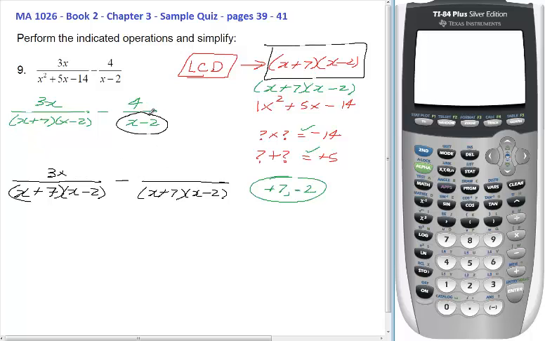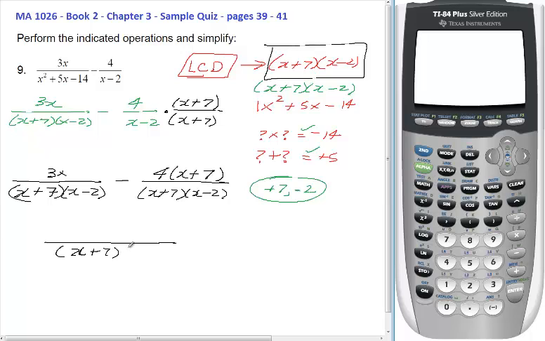Now, how do I make this one become x plus 7, x minus 2? What's missing? x plus 7. So I have to multiply this one by x plus 7. Of course, if I multiply the denominator by it, I must multiply the numerator by it. So I get 4 times x plus 7. Now I can rewrite that all over one common denominator: x plus 7 times x subtract 2.